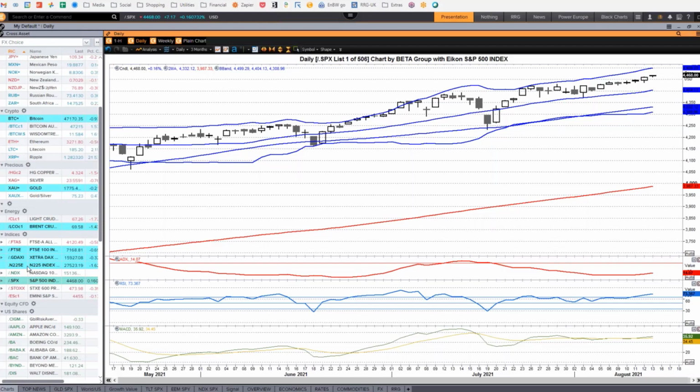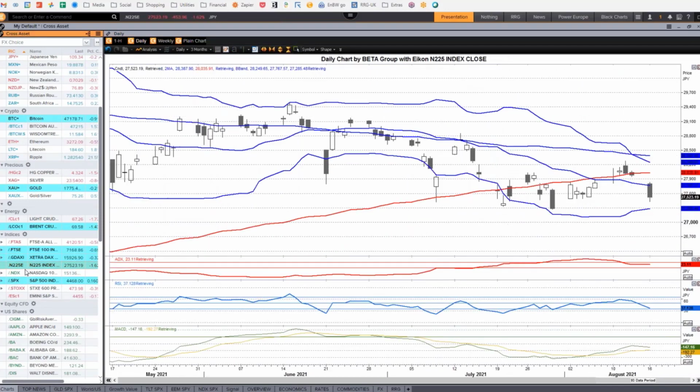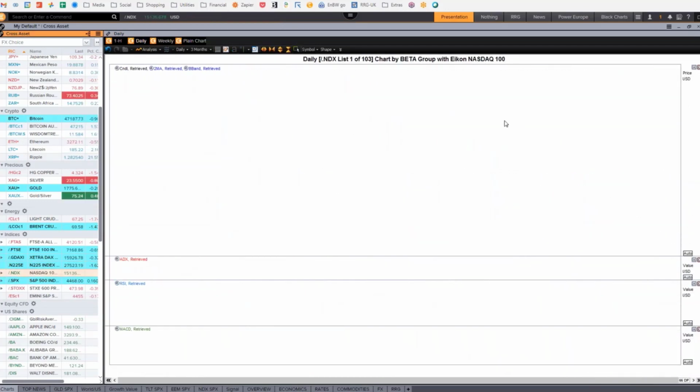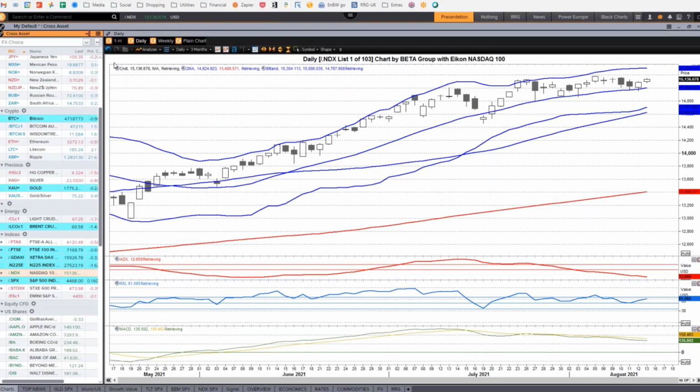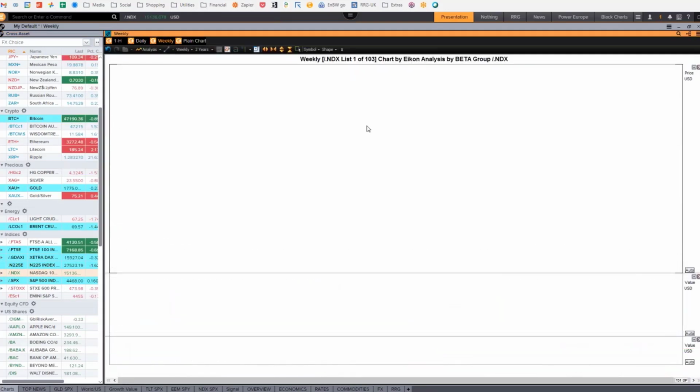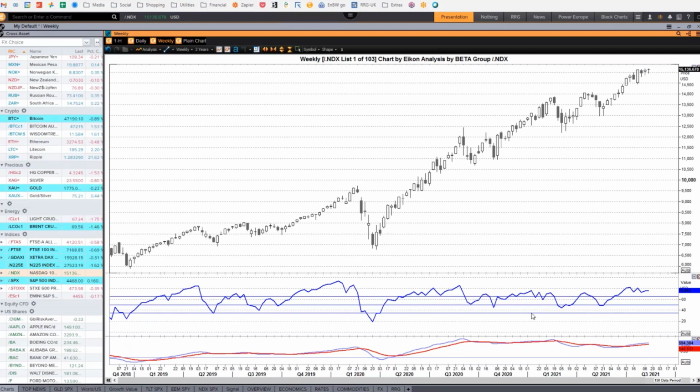Let's go to the Tech 100, and here we've got a bull market also, of course, and the MACD and the RSI are very, very bullish here.